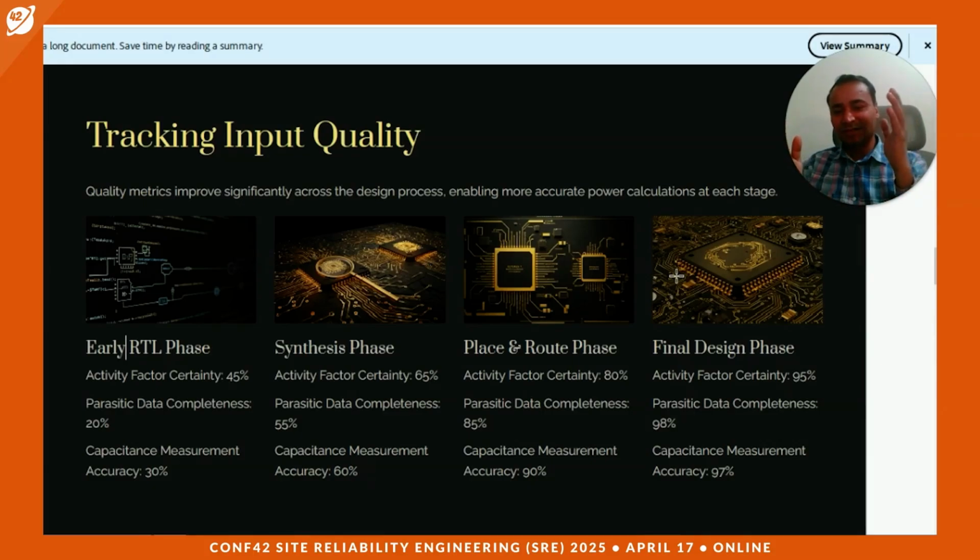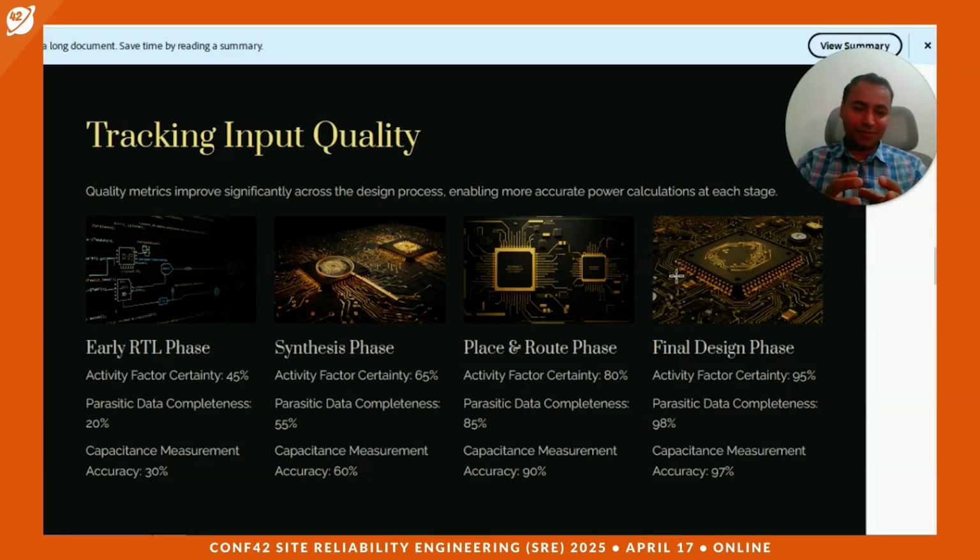During the synthesis stage, we can consider that a 65% toggle rate should be met. Parasitic data can be a little more accurate, beyond 55% or more, because we have physical-aware synthesis capabilities available. For place and route, we expect 80 to 100%, or let's say in the ballpark of 95 to 100% toggle rate to meet. And then the completeness of parasitics should be 85 to 100%. Then we can calculate more accurate power.